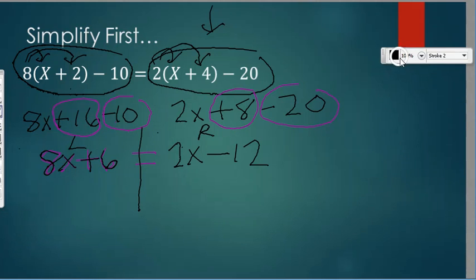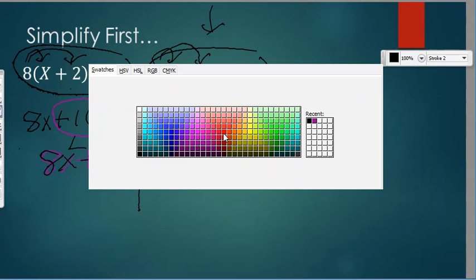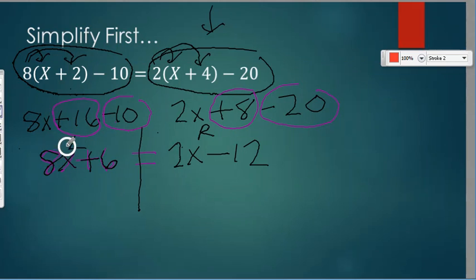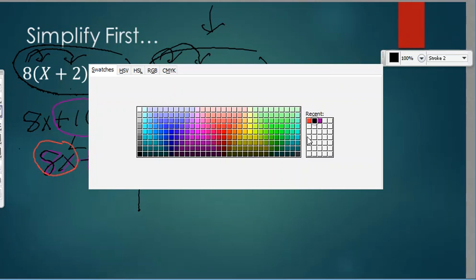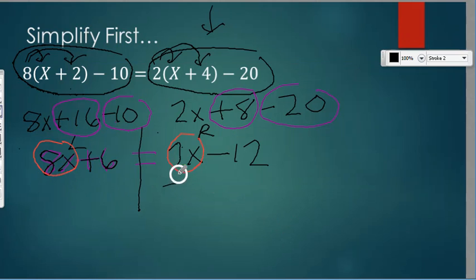So our next step is to get the two terms that have the same variable to be on the same side of the equation. Okay, so we have an 8x here on the left side, and we have a 2x here on the right side. And to get these on the same side, we can either subtract 8x from both sides, or we can subtract 2x from both sides. And I'm actually going to go ahead and just subtract 2x from both sides.